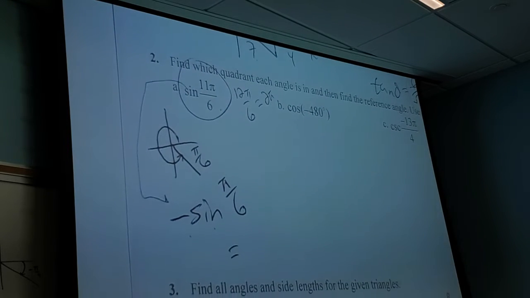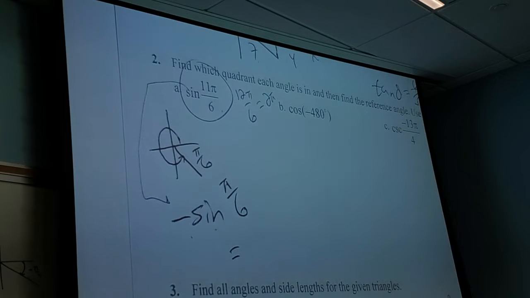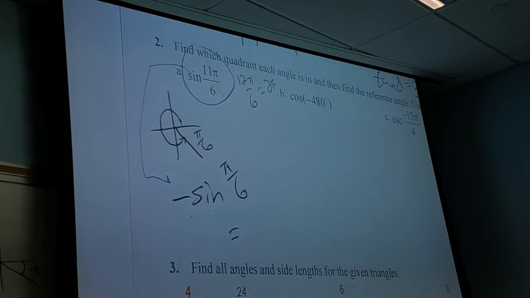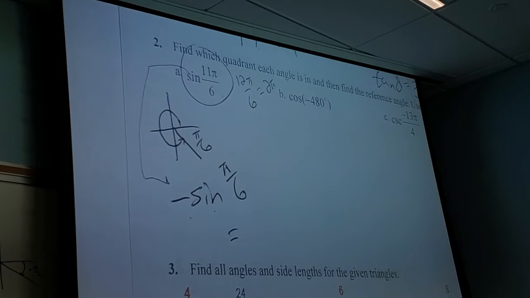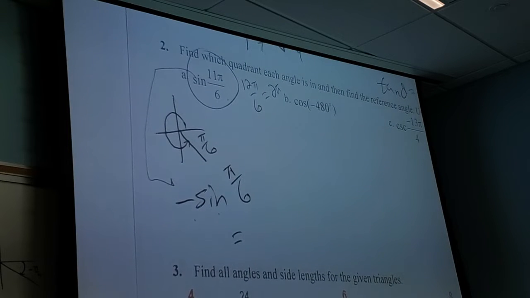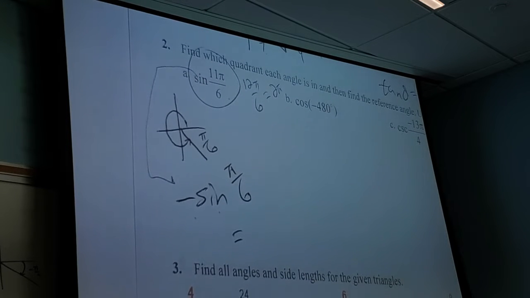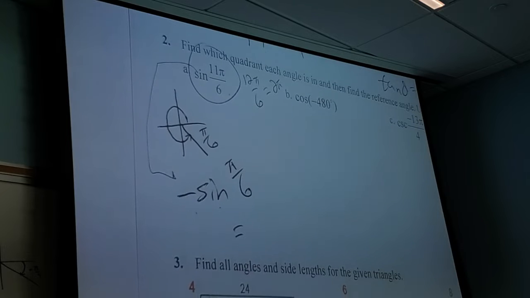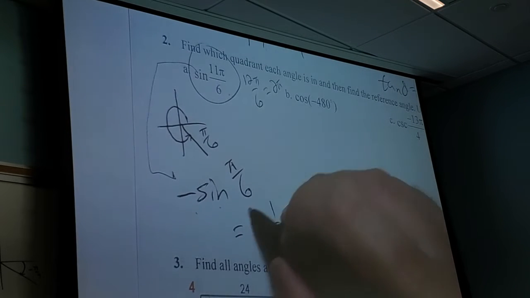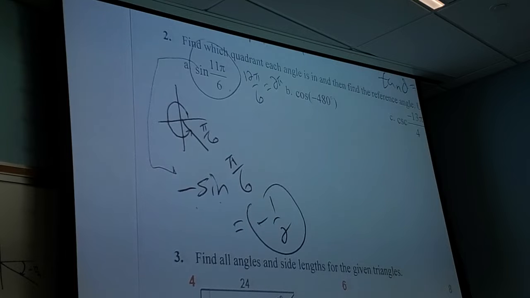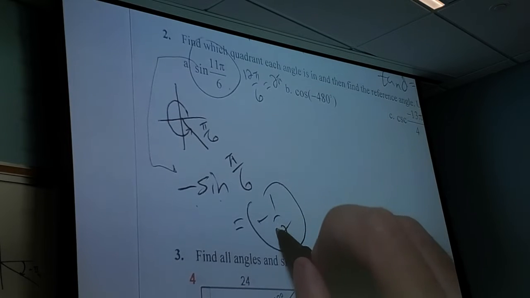And what is sine of pi over 6? Say again? 30. Okay, pi over 6 radians is 30 degrees. But what is sine of pi over 6? Yeah, sine of pi over 6 is 1/2. So this is negative 1/2. Do you guys understand? So I could ask you a question about change this from radians to degrees or degrees to radians. That's not what this is. This is saying, what is the sine of this angle?